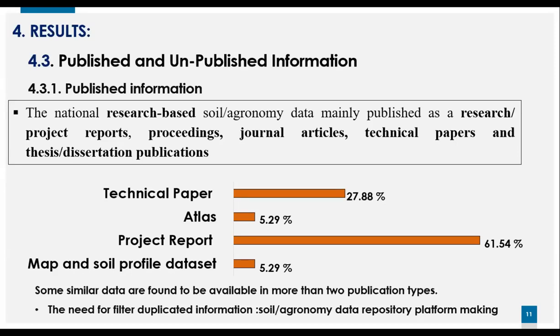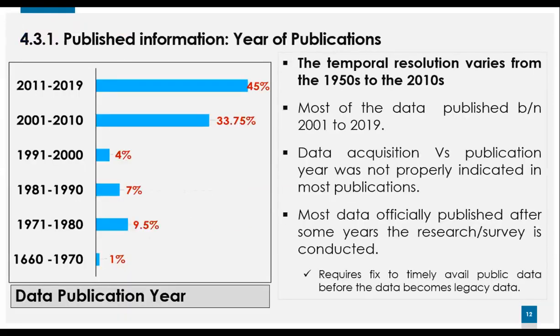when we collate data from the data hosting institutions. When we look at the temporal resolution of the published data, it varies from the 1950s to date, and most data were published between 2001 and 2019. In some cases, data acquisition versus publication year was not properly indicated in most publications. And most data are officially published a few years after the research or the survey is conducted. This implies the most up-to-date publications probably do not contain the latest data.